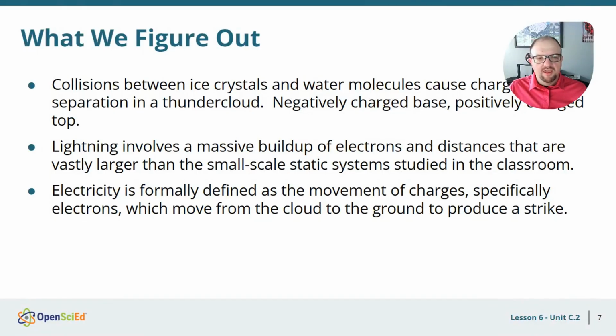For this lesson, I'm looking to have my students walk away with three big takeaways. I start by confirming that we all agree on the mechanism inside the cloud, that it's the collisions between ice crystals and water molecules that cause charge separation, creating a negative base and a positive top. From there, I really emphasize the difference in scale. I want students to walk away understanding that while physics is similar to our sticky tape, lightning involves a massive buildup of electrons over distances that are vastly larger than our classroom systems. Finally, we land on our formal definition of electricity as the movement of charges, specifically those electrons moving from the cloud to the ground that produce the strike.